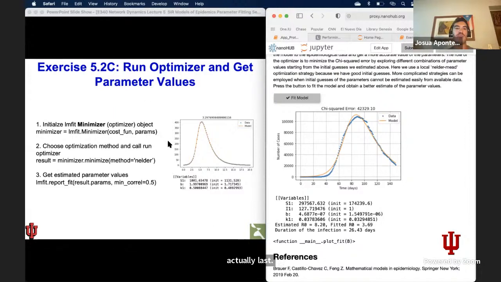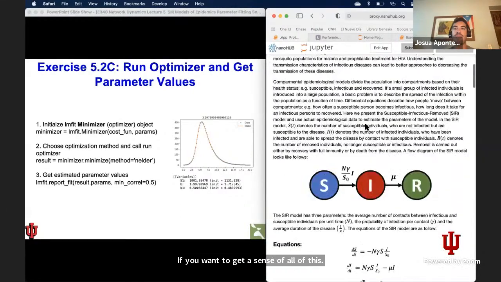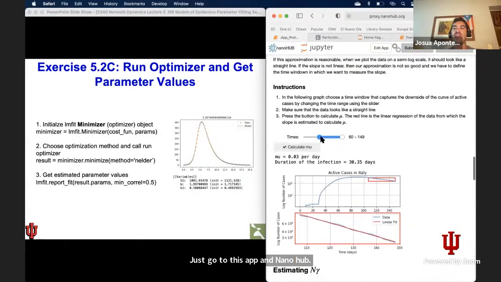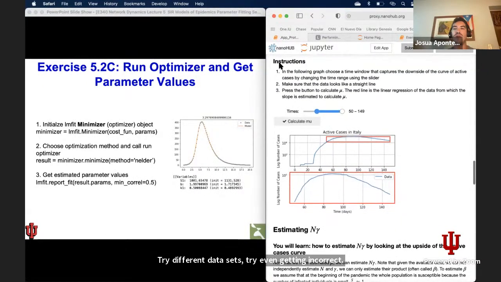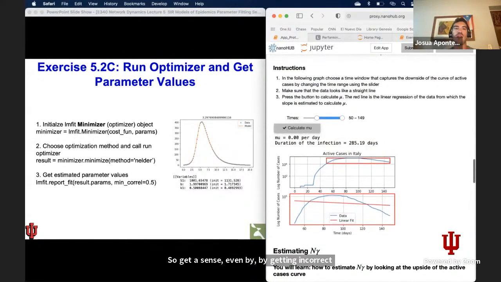Okay, so everyone seems to be with me. I would encourage you, if you want to get a sense of all of this, to go to this app in NanoHub and try different data sets. Try even getting incorrect versions: what if I do this to calculate mu? I'm pretty far off. Look at my estimate of how long the infection lasts. It's almost a year. So get a sense, even by making incorrect choices, of how that affects your estimates.